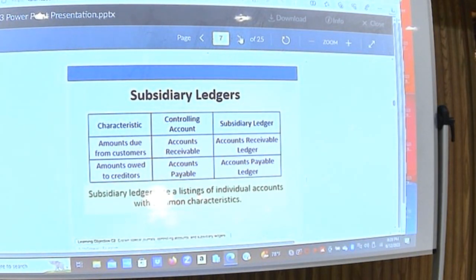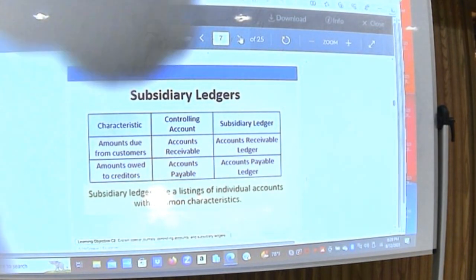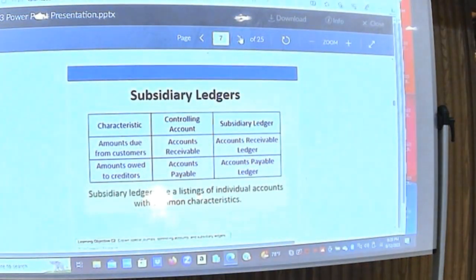Then we have an accounts payable ledger. That's amounts owed to creditors. That's where we're the debtor. The controlling account in your general ledger. Whoops, there's that cat again. The controlling account is in your general ledger, and the subsidiary ledger is an accounts payable ledger, where all of your suppliers, the people that you're buying from on credit, are listed. And all those transactions that you have with your supplier are listed in that subsidiary ledger.